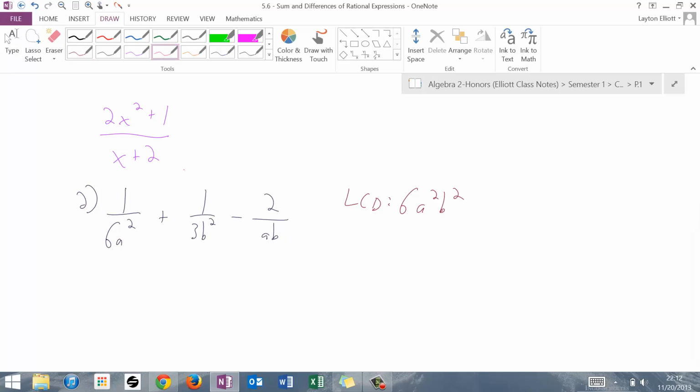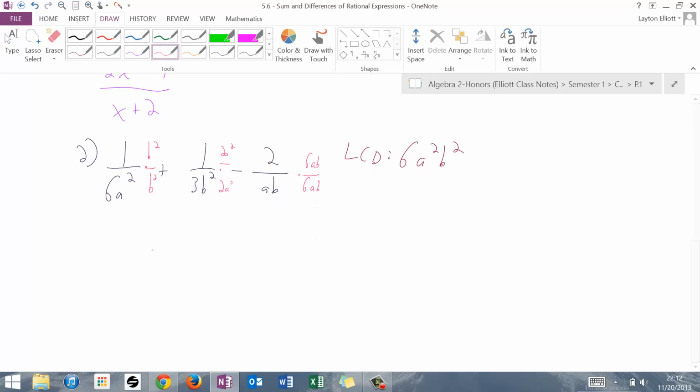So in a very simple form, what I have to do is look at what I have to multiply the first one by to get 6a squared b squared. I multiply by b squared over b squared. The second one I have to multiply by 2a squared over 2a squared. And the third one I'd have to multiply by 6ab over 6ab.